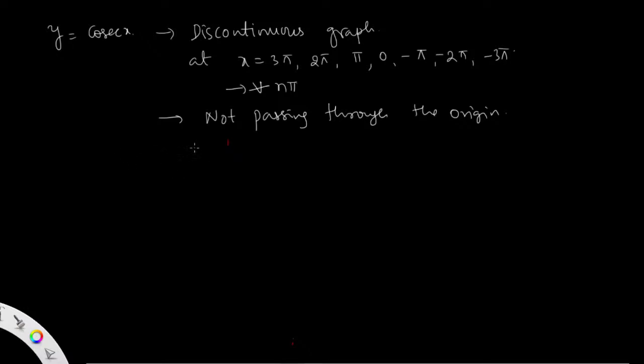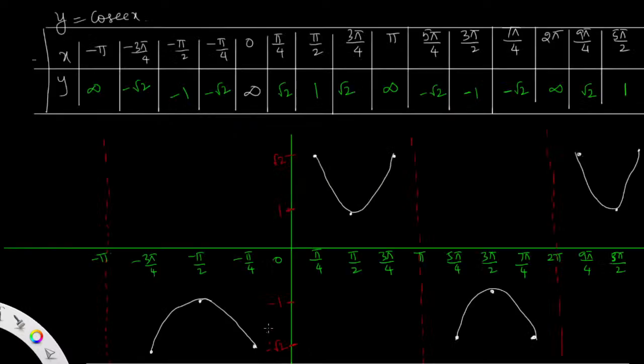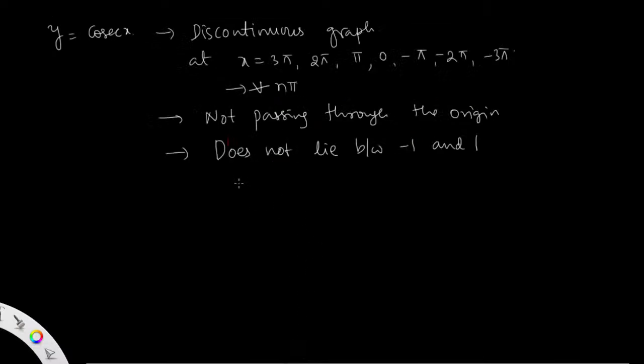And also we can observe that the graph does not lie between minus 1 and 1. It does not lie in the interval minus 1 to plus 1. There is no value between plus 1 and minus 1. Values above 1 and below minus 1 are present. Therefore it does not lie in the interval.